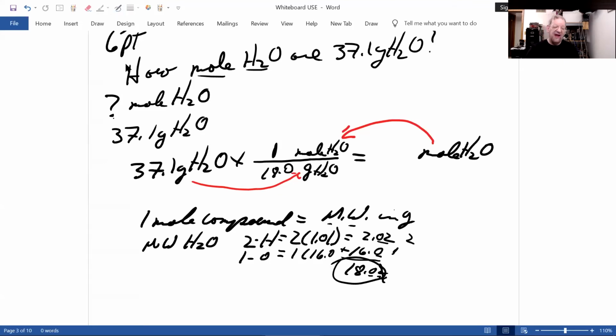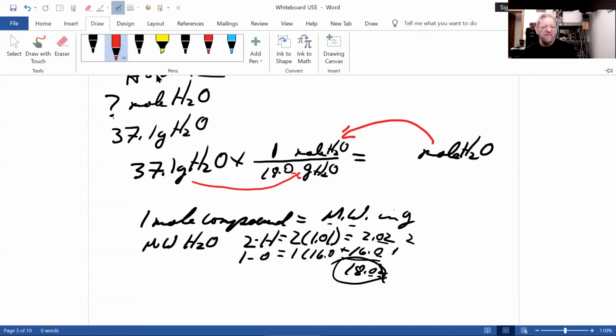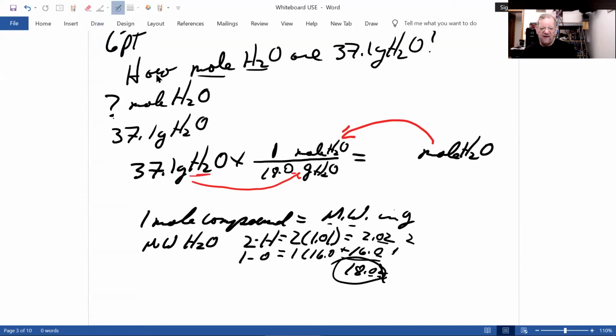18.0. And now, before I pick up my calculator, I'll check and see, did the units cancel out? And if I look over here, grams of water divided by grams of water, anything divided by itself becomes the number 1. That cancels out, or becomes 1. I'm left with moles of water, so I'm on the right track. So that means it's time to go to my calculator.